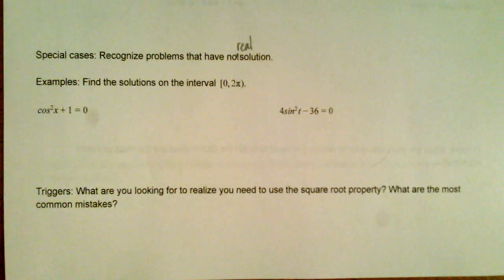So trig equations are equations that can have extraneous solutions or no solution. So we need to recognize problems that have no real solution. So I have 2 examples here. And again, we're going to be trying to find the solutions on the interval 0 to 2 pi. So we have cosine squared of x plus 1 equals 0.